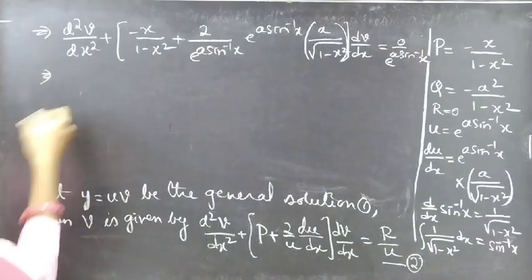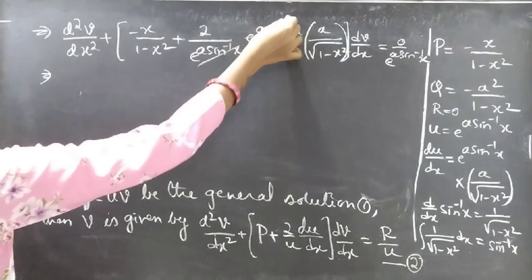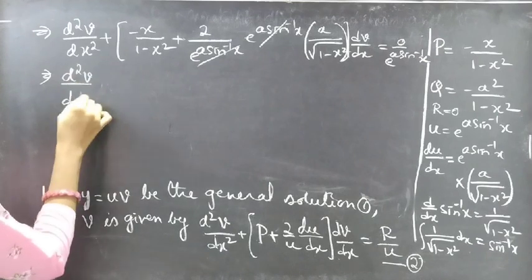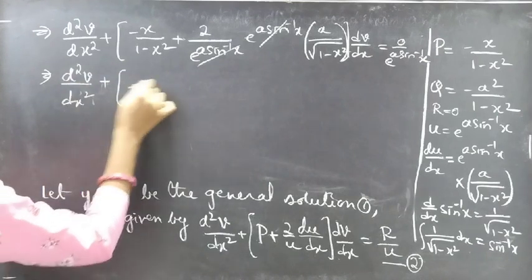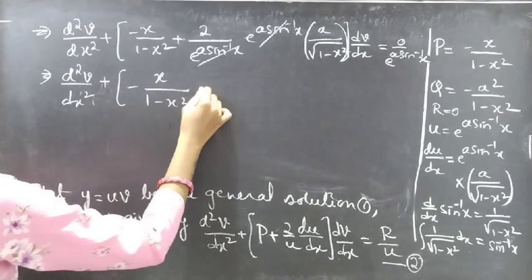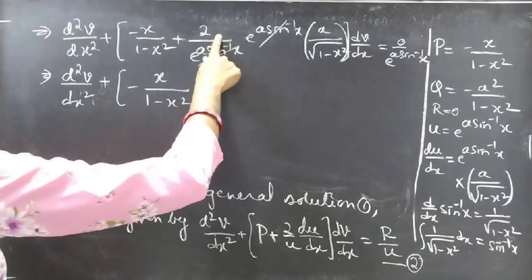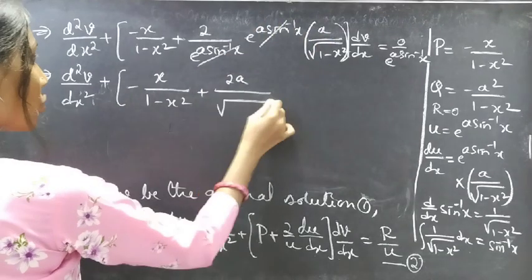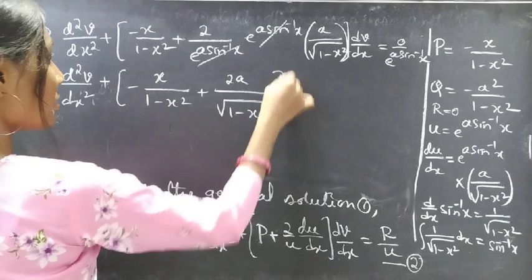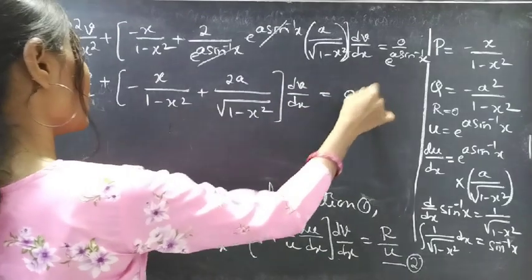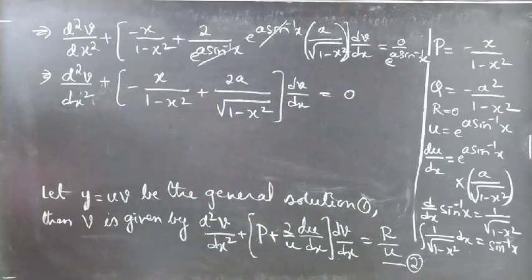Then here e power sine inverse x gets cancelled and we'll get d square v by dx square plus minus x by 1 minus x square plus 2 into 2a by square root of 1 minus x square into dv by dx equal to 0, that is some function of x is 0.